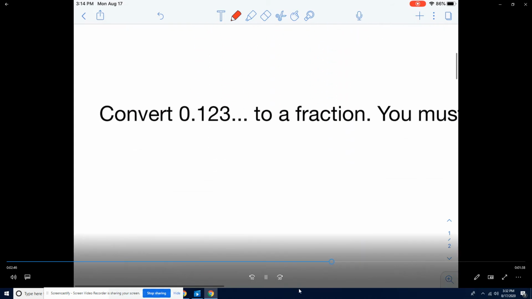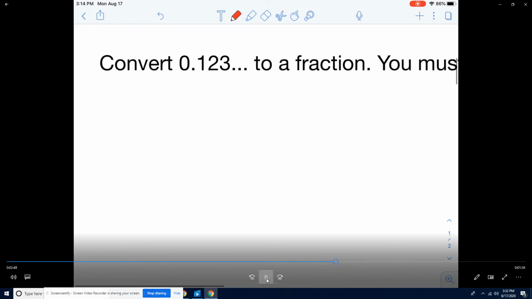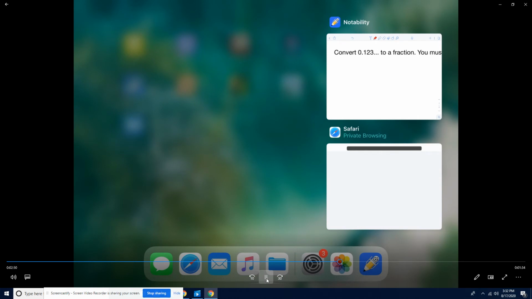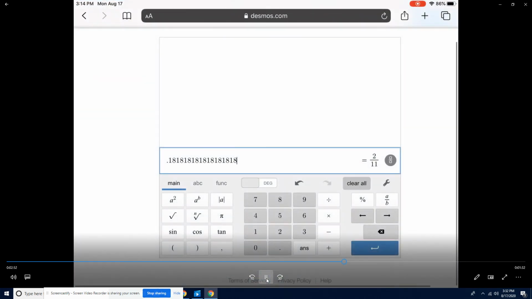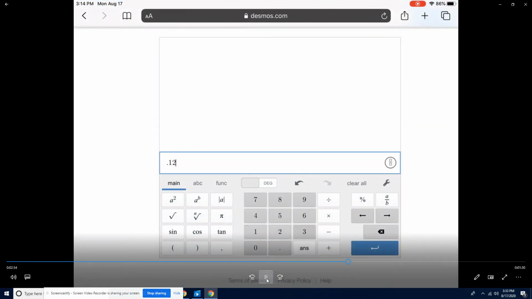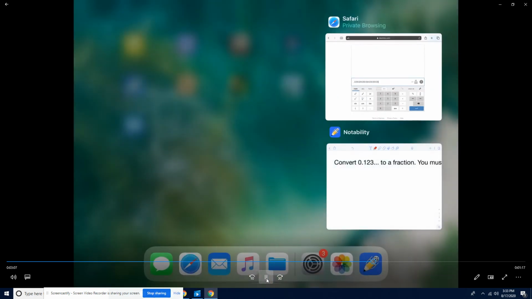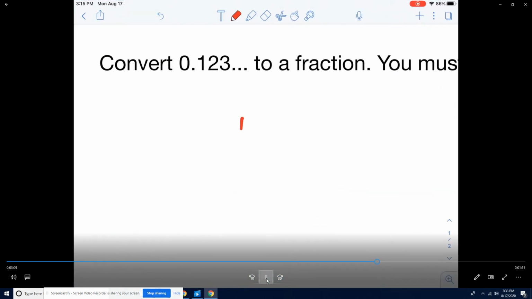So again, on this one, I wouldn't even do this method here. You should know it. I would just go to my calculator, and it's 0.123 repeating. So I would go 0.123, 123, 123, 123, 123, 123. And then it tells me that's 41 over 333. So then the answer is 41 over 333.